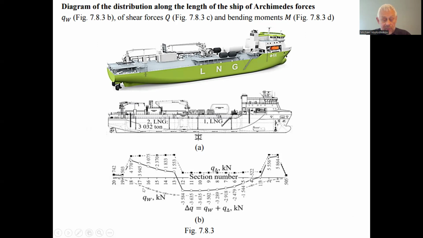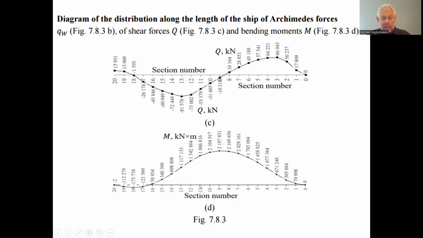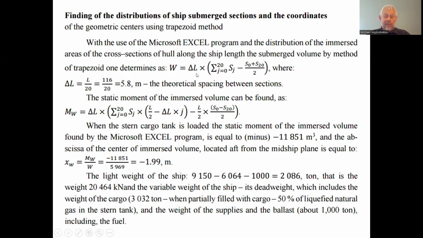This is the ship, and these are the theoretic frames: the first, second, and so on. Frame 20 is the aft theoretic frame, 0 is the bow theoretic frame, and the middle theoretic frame is 10. The same frames from 0 to 20 are shown on the bending moment diagram and the diagram of the transverse forces. And we have got the dependencies of the submerged area of the transverse section.